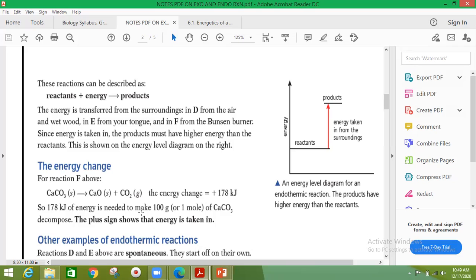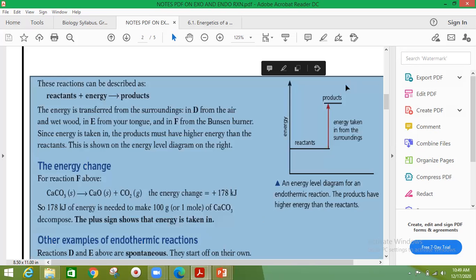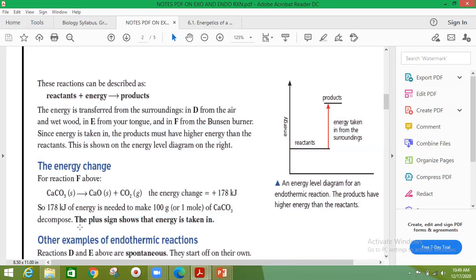If delta H is given in positive sign, then exothermic or endothermic? Endothermic. Excellent. Endothermic. So in this diagram, see here, the plus sign shows the energy is taken in.